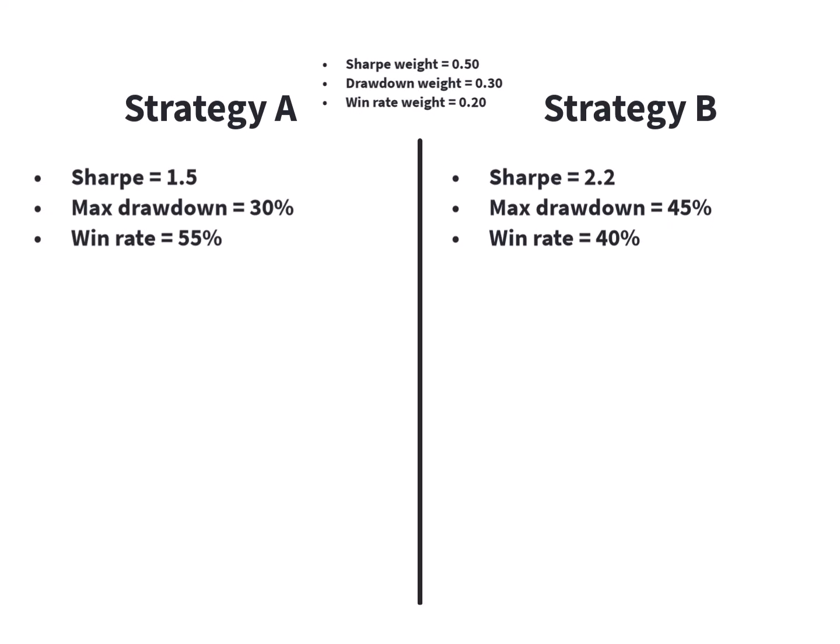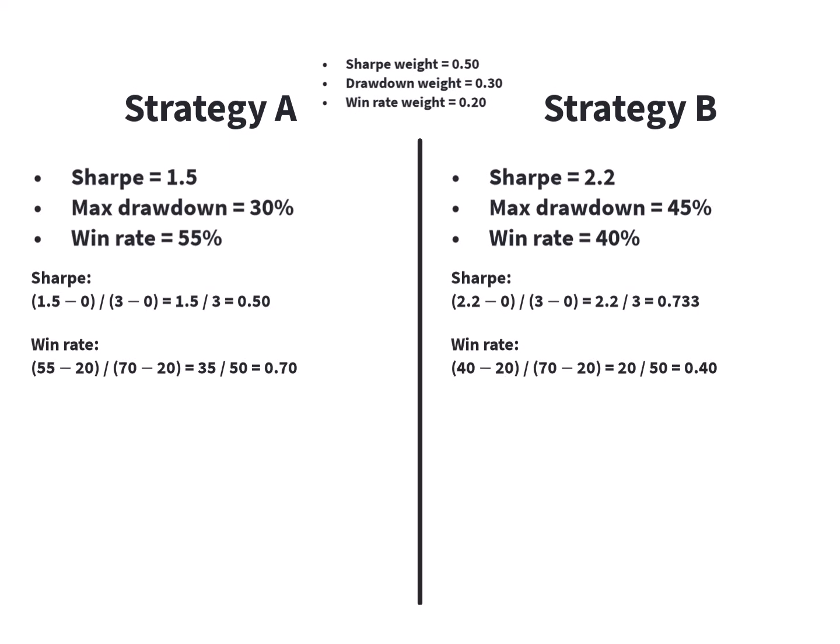The first thing we now have to do is to normalize these numbers. In this case we do Sharpe first, where higher is better. For strategy A the Sharpe is 0.5 and for strategy B the Sharpe is 0.73. Now again, for the win rate, where strategy A has a win rate of 0.7 and strategy B has a win rate of 0.4. And if we calculate the normalized value for drawdown, then strategy A has a value of 0.667 and strategy B has a value of 0.467. So after the normalization, we have two strategies with both their normalized values here.